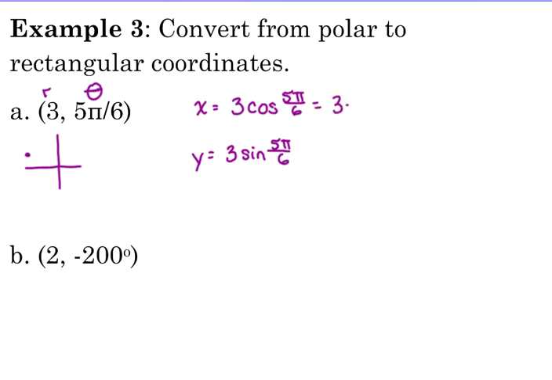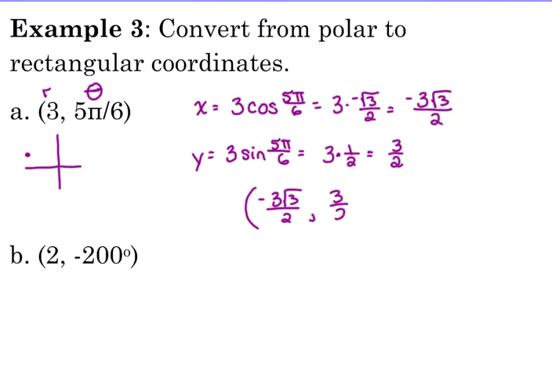So the cosine of 5 pi over 6, let's use the unit circle. It's negative square root 3 over 2. So if we arrange this the way that we should show it mathematically, we've got negative 3 square root of 3 over 2. The sine of 5 pi over 6 is 1/2. So 3 times 1/2 is 3 halves. So that's our point. Negative 3 square root of 3 over 2, 3 halves. So we've got a negative x, we've got a positive y. That aligns with being in the second quadrant.